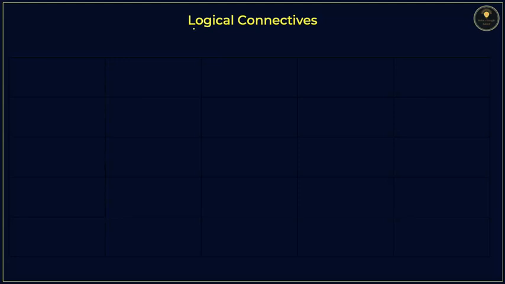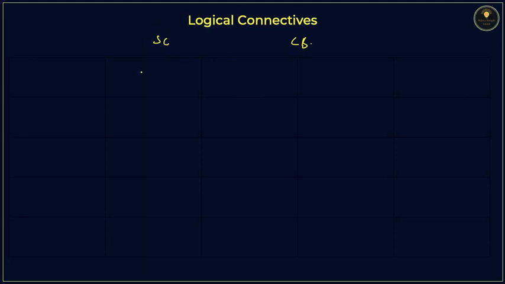Let's understand the concept of logical connectives. Now here there are two kinds of statements that you can see. Either the statement is a simple statement or it is a complex statement. Now we are using connectives in order to turn simple statements into complex statements.